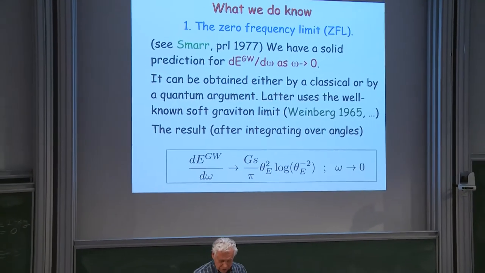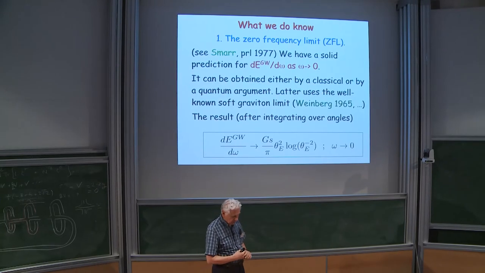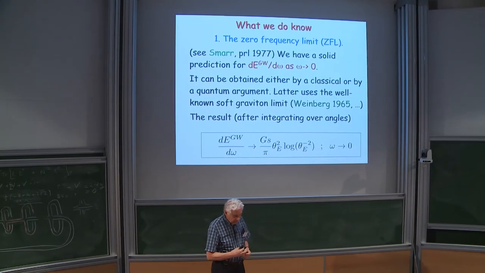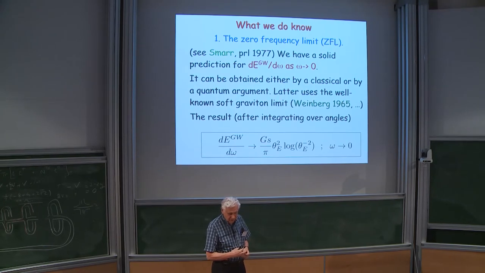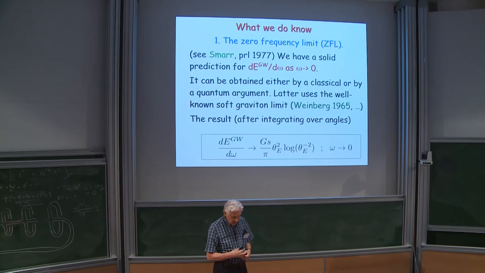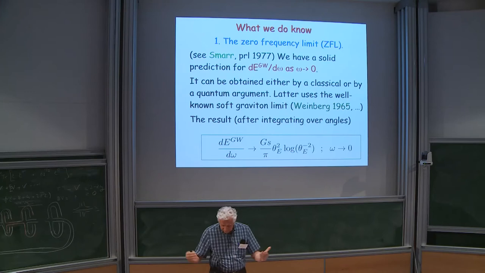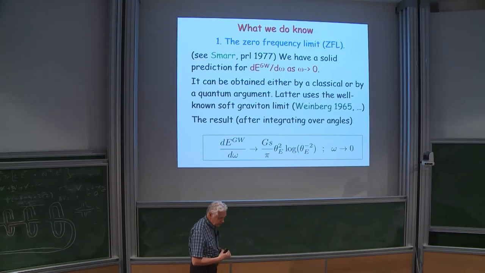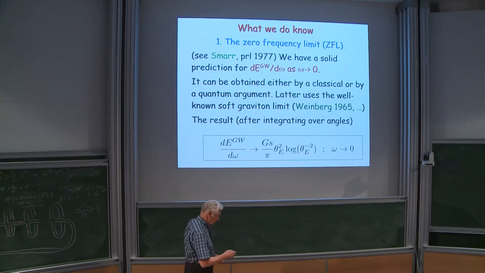As omega goes to zero, this limit is smooth. It goes to a constant, this ratio. And it can be obtained either by classical or by quantum argument, and the latter uses well-known soft graviton theorems, which go back to the 60s, to Weinberg's work, for instance. And the result for the process at hand, namely this high-energy relativistic collision with small deflection angle, is this.